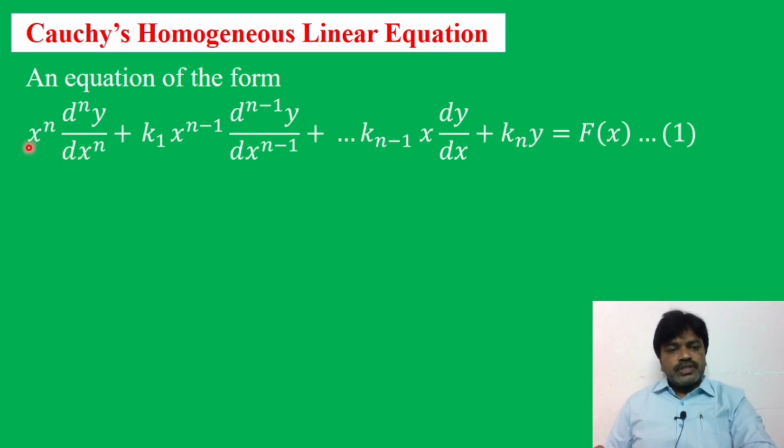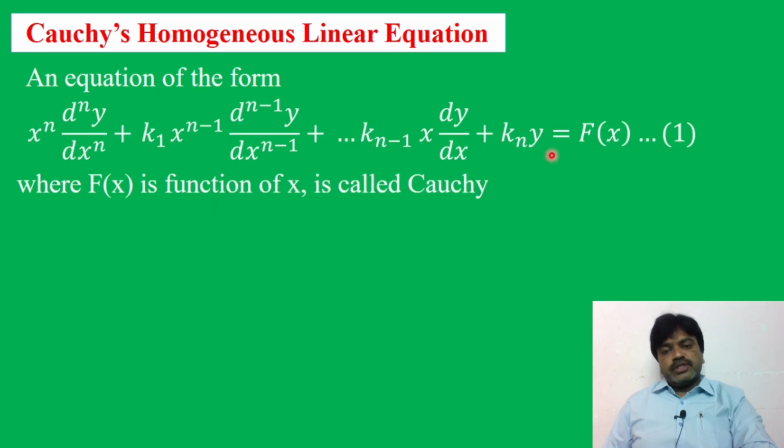Now what is your observation here? xⁿ dⁿy/dxⁿ, similarly k₁ xⁿ⁻¹ dⁿ⁻¹y/dxⁿ⁻¹. If you observe here, x dy/dx, friends. This is a linear differential equation with variable coefficients. So we can reduce this equation into constant coefficients by a suitable substitution. Let us see. Where f(x) is a function of x, this is called a homogeneous linear equation.